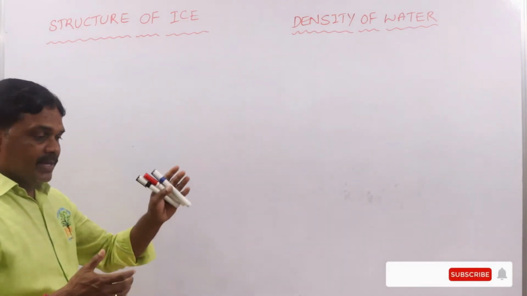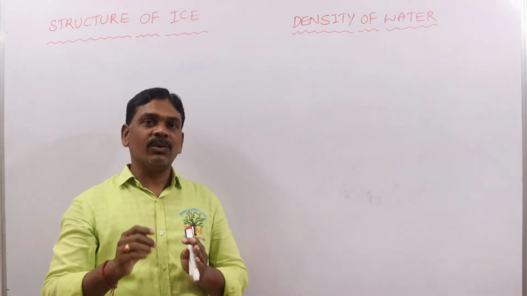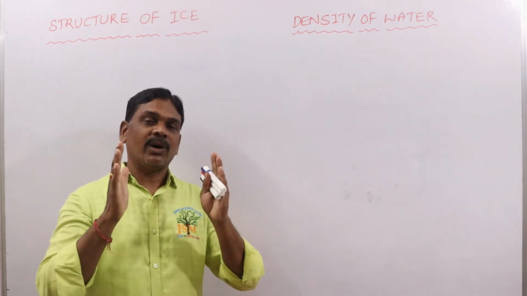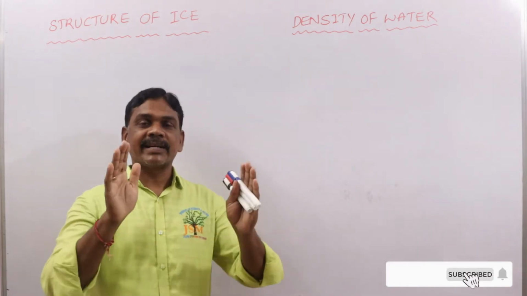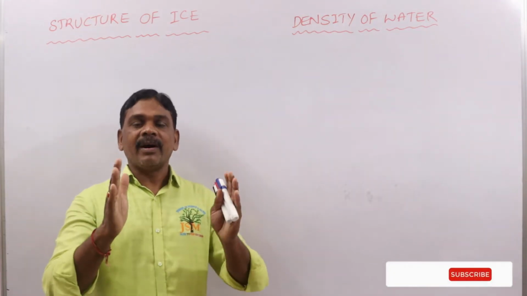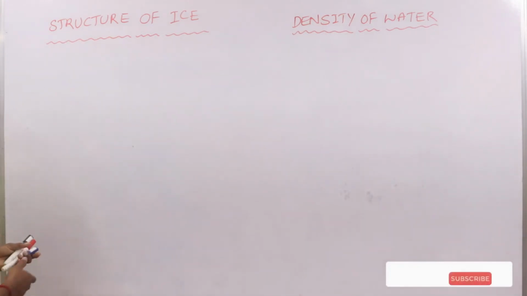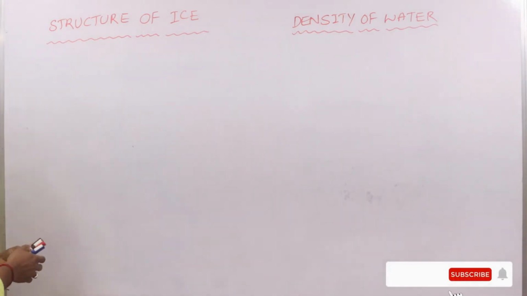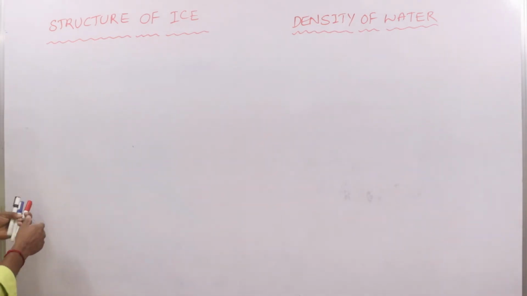Structure of ice. Here the coordination number of a water molecule is 4. That means a water molecule is forming 4 hydrogen bonds tetrahedrally in the formation of ice. So how are water molecules involved in the formation of ice? Let us see.